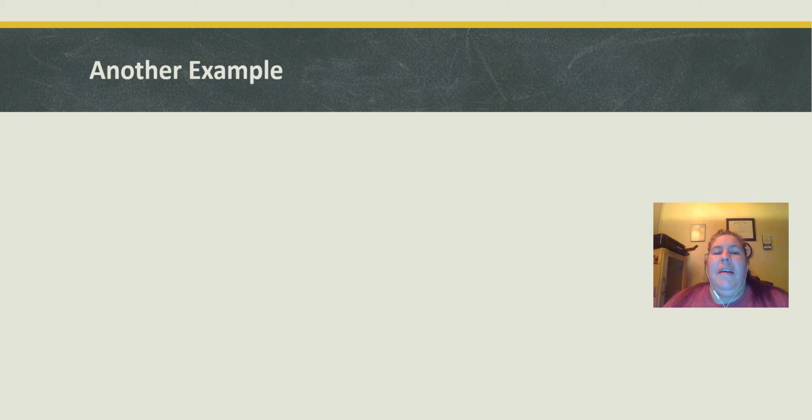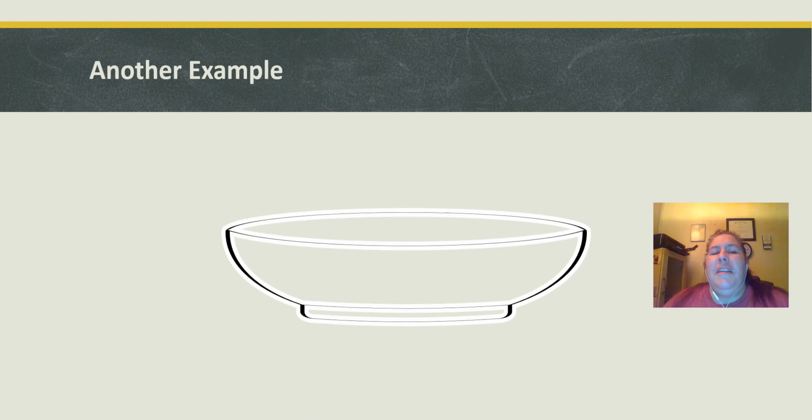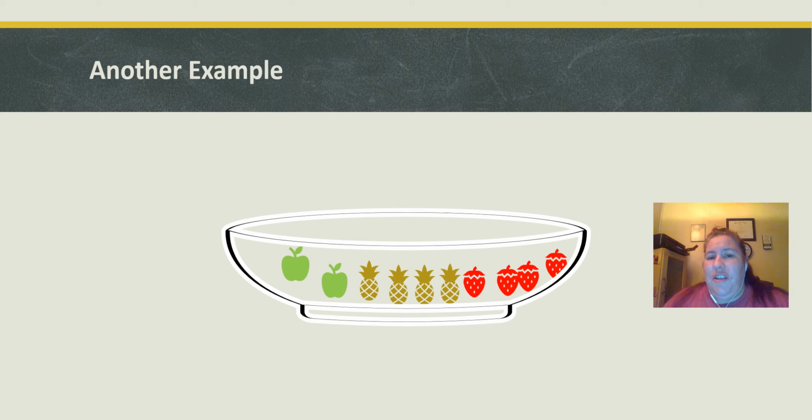Another example. Let's imagine you made a fruit salad. In your fruit salad, you have a total of 10 pieces of fruit, 2 green apples, 4 pineapples, and 4 strawberries. Remember that a part to part ratio compares two parts of the whole. So if we were going to compare the number of apples with the number of strawberries, our ratio would be 2 to 4. What we are saying with this ratio is that there are 2 apples to 4 strawberries in our fruit salad.